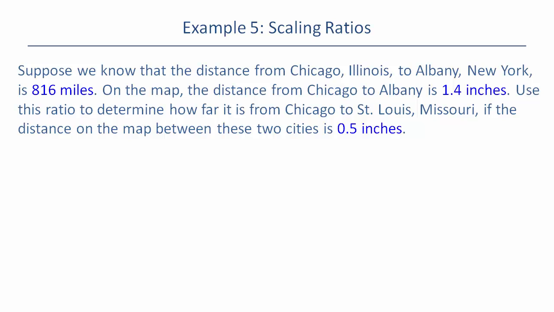Well, now that you know those two things, you can actually figure out the ratio of your map so that you can find distances to other things. Like if you wanted to figure out the distance from Chicago to St. Louis, Missouri, and on the map it was 0.5 inches, you can use this first ratio of 1.4 inches equals 816 miles and be able to solve for how long is a half of an inch in miles.